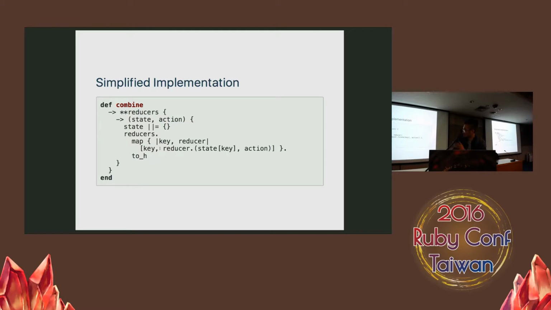What I did here is I just extract the key and map through these reducers, each with a key and a reducer. And I just pass the state itself and the action down one level. So it's like I pass the action object down to its children, then I collect its new state result, and then I pass it back and convert it back to a hash. So this is simple.